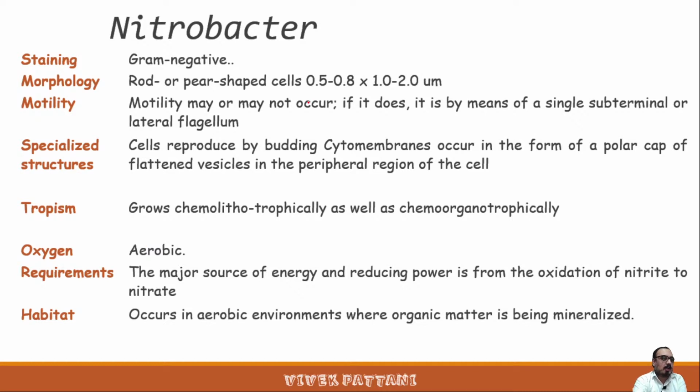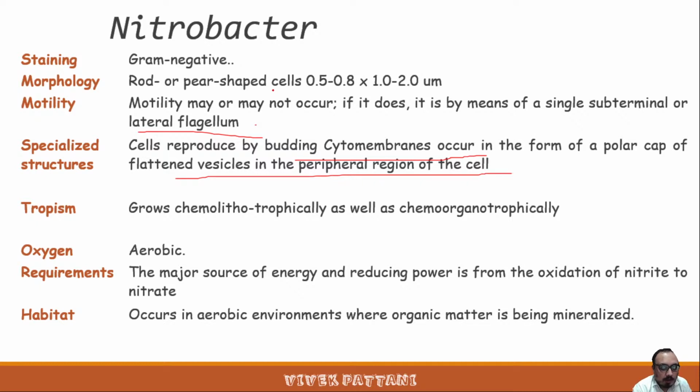Now, starting with Nitrobacter, they are gram negative, rod or pear-shaped cells with a size variation from 0.5 to 0.8 by 1 to 2 micrometers. Motility may or may not be present. If there is any motility, it may be due to a lateral flagellum. Cells reproduce by budding, and cytomembranes occur in the form of polar caps of flattened vesicles in the peripheral region of the cell.